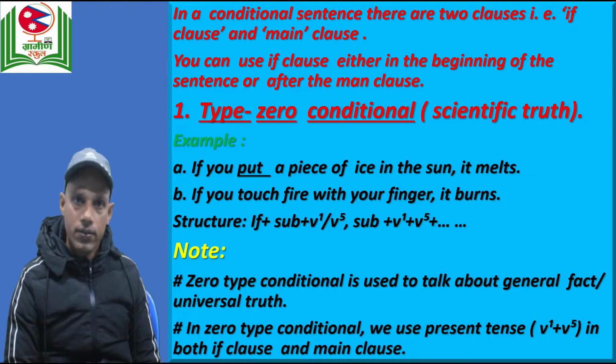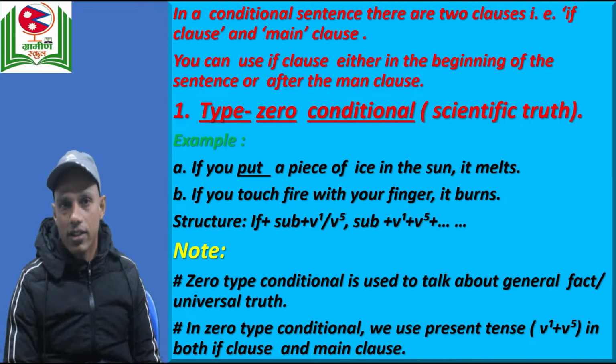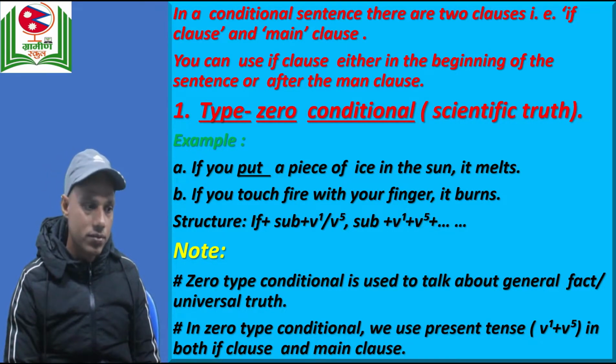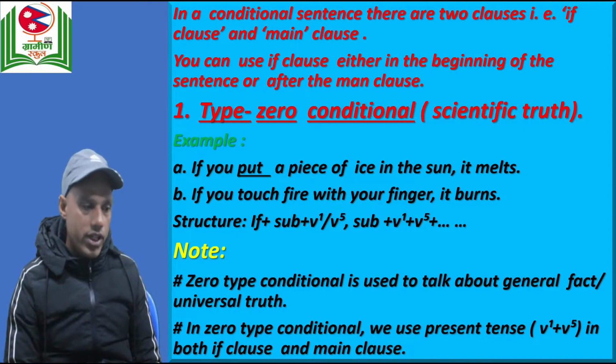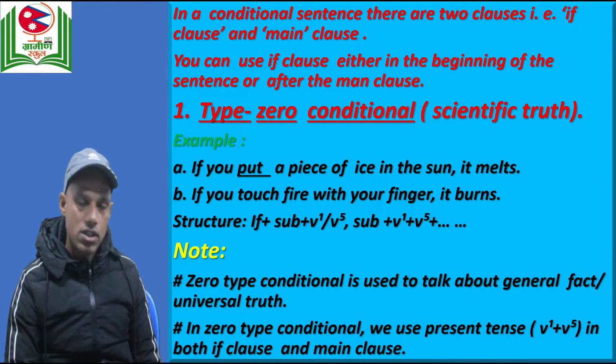Let's say the if clause is in simple present tense. We use either verb 1 form or verb 5 form. And in the main clause also we use simple present tense. It means when we talk about universal truth or general fact or scientific truth, we use this type of structure. Both the clauses, that is the if clause as well as the main clause, are in simple present tense. I have given you some points under note so that it will be more clear for you to understand this type of conditional sentence.